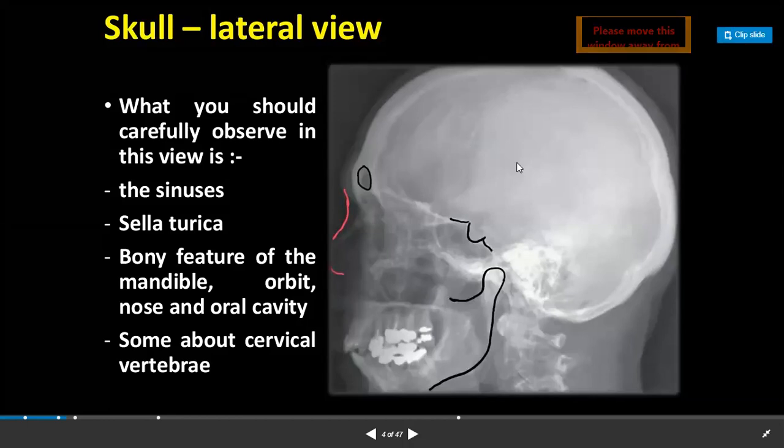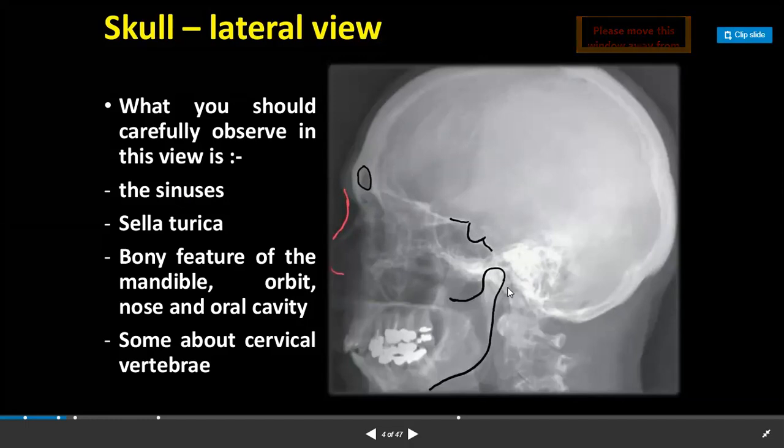What you are seeing on the screen is the lateral view of the skull bone. What are the various things we see? When I was discussing the paranasal air sinuses, I told you we have to check for the sinuses. This is the frontal air sinus, isn't it? Here we have the sphenoidal air sinus. Here we have the ethmoidal air sinus and the maxillary air sinus. This is the sphenoidal air sinus. This area is the sella turcica, where we have the pituitary gland.